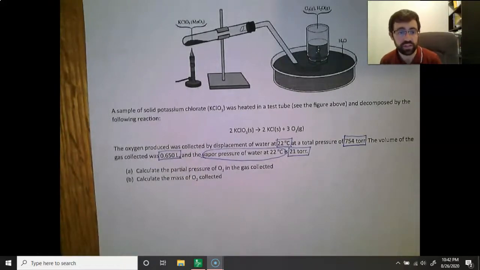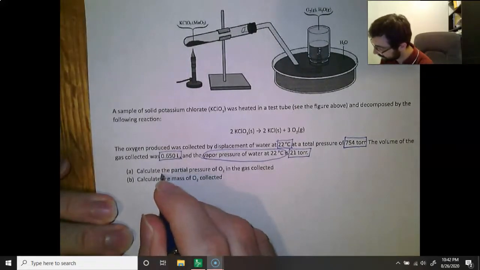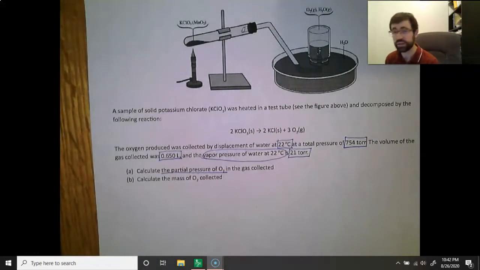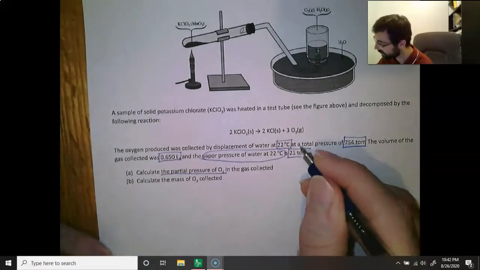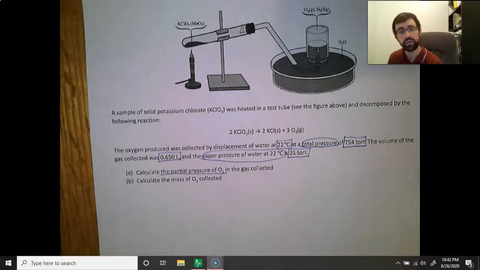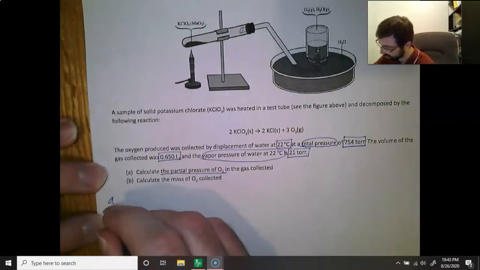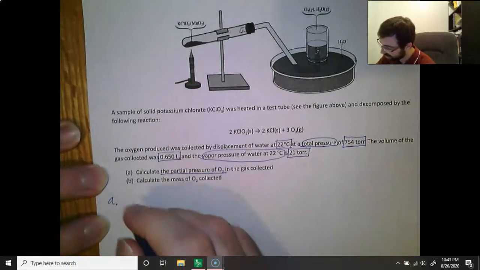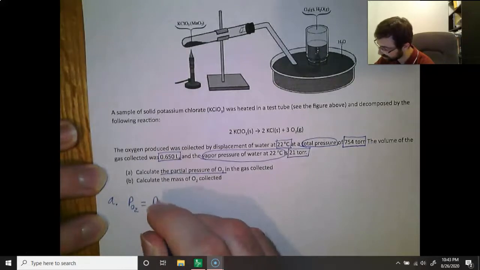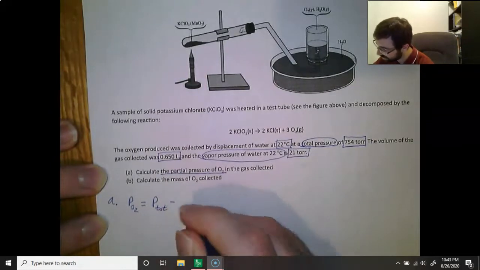All right, first thing we need to do is calculate the partial pressure of O2 in the gas collected. So we know the total pressure, we know the water vapor pressure. We need to find the pressure of oxygen. So part A is just subtraction. The pressure of O2 equals the total pressure minus the pressure of water.